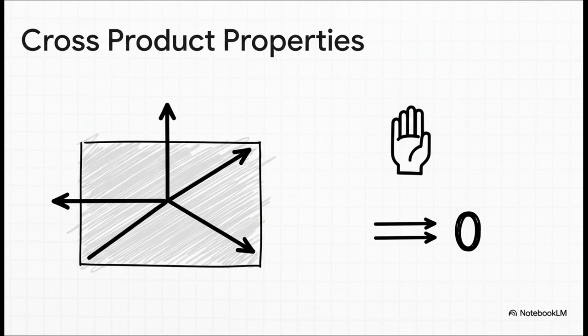And its direction? We figure that out with something called the right-hand rule. Point your fingers along the first vector, curl them towards the second, and your thumb points in the direction of the new vector. And just like with the dot product, there's a killer check. If the cross product is 0, it means there's no area between them. They must be perfectly parallel.